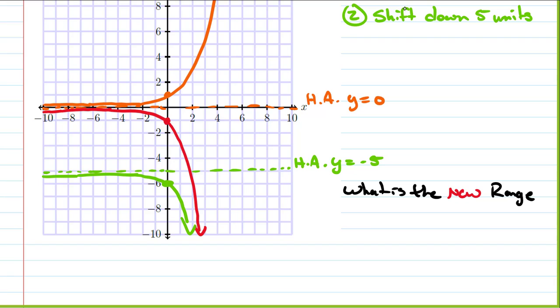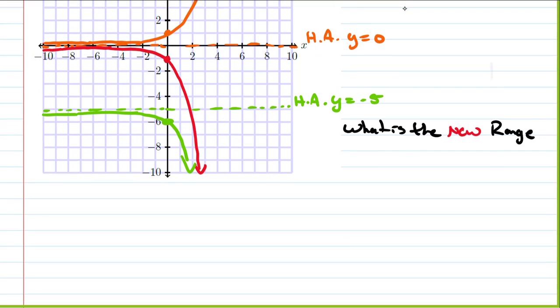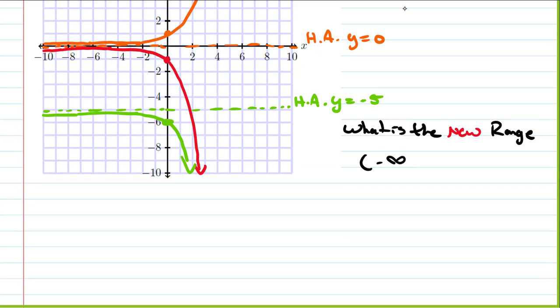Well, what was our old range? It went from 0 to positive infinity. Well, when we reflected the graph, the red graph now has range from negative infinity to 0, because it goes up to its horizontal asymptote. And then, when we shifted it down 5 units, our range is going to go up to the horizontal asymptote. So we're going to go from negative infinity to negative 5. So our shifting rules will help us determine what the range is and the horizontal asymptote when this stuff gets moved around.